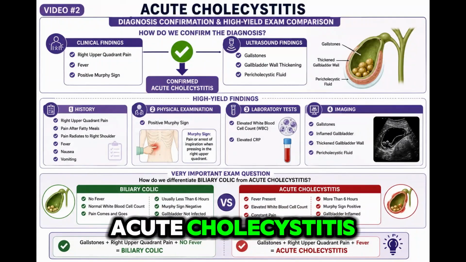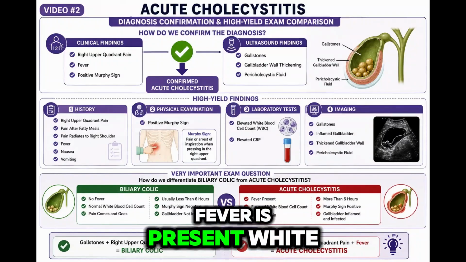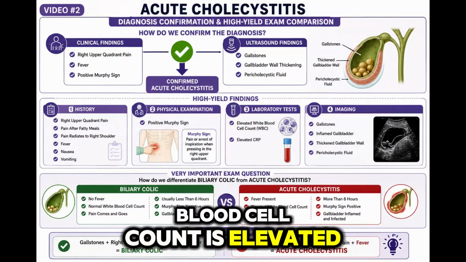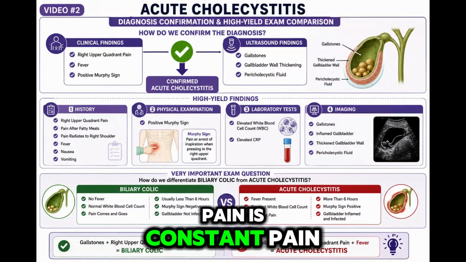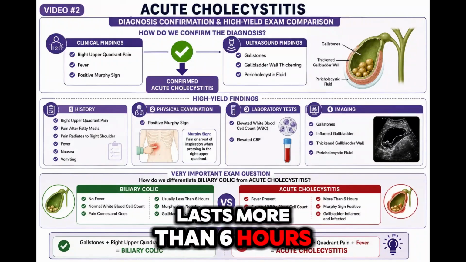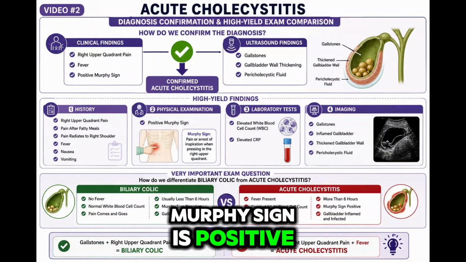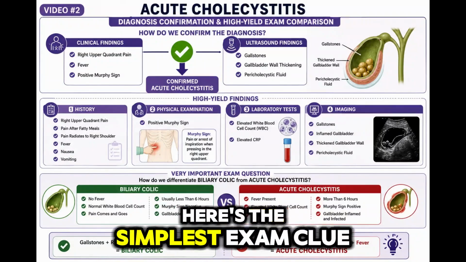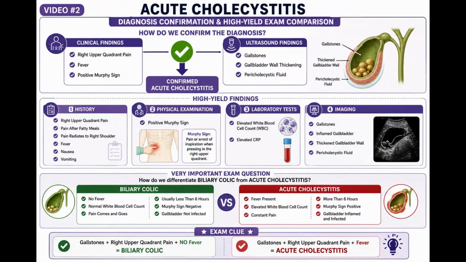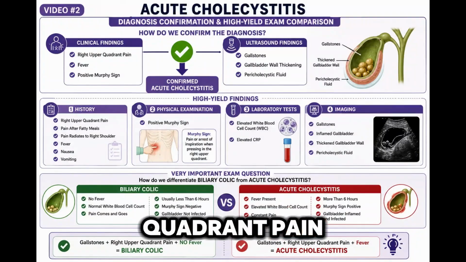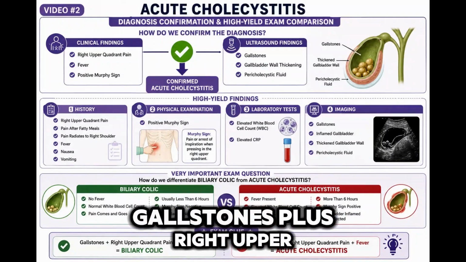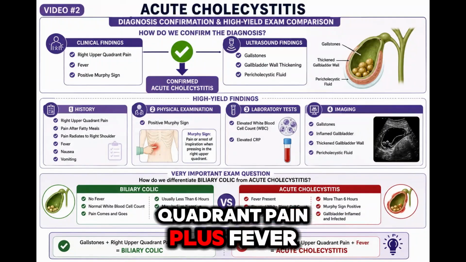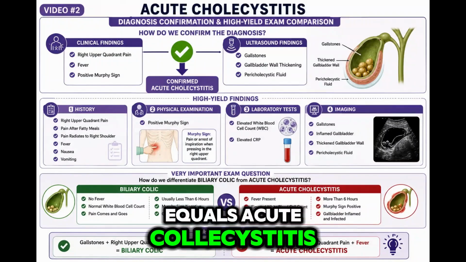Acute cholecystitis: fever is present. White blood cell count is elevated. Pain is constant. Pain lasts more than 6 hours. Murphy sign is positive. The gallbladder is inflamed and infected. Here's the simplest exam clue to remember. Gallstones plus right upper quadrant pain plus no fever equals biliary colic. Gallstones plus right upper quadrant pain plus fever equals acute cholecystitis.